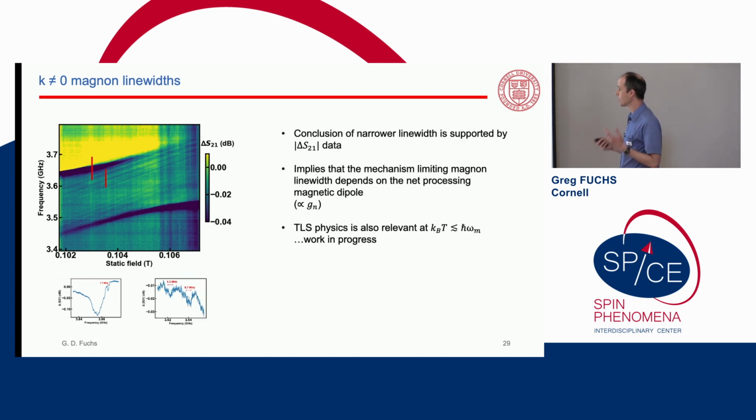Okay. So the conclusion of the narrower line width is directly supported in the data, and it implies that whatever mechanism is limiting the uniform mode line width depends on the size of the net precessing dipole, which is quite interesting. Now, I'll also note that the TLS physics, the coupling to paramagnetic spins, which I'm not going to talk about, is certainly relevant here, and it is a puzzle that we're still trying to sort through and understand very carefully. We're operating in the regime where kT is right around ħω, so this is certainly active in the physics of our experiment.